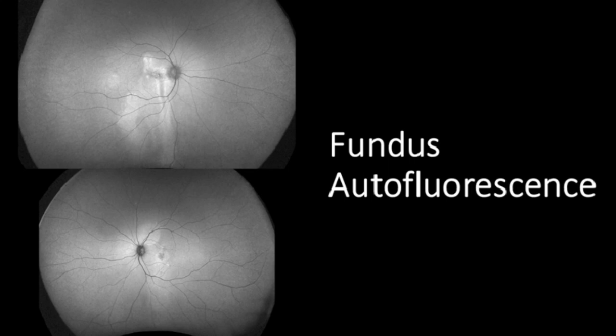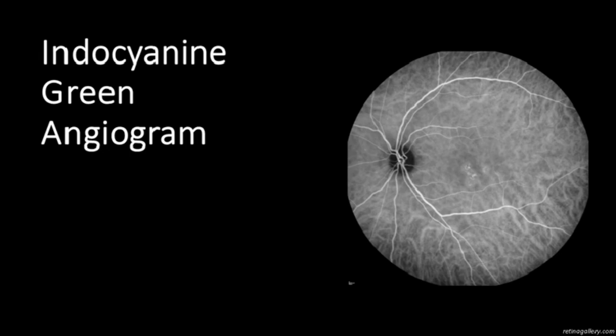Fundus autofluorescence can also give you clues. This shows guttering, in other words, evidence of old RPE damage from chronic fluid going inferiorly. If you see this, even without fluid, you know that they've had bad central serous at some point.